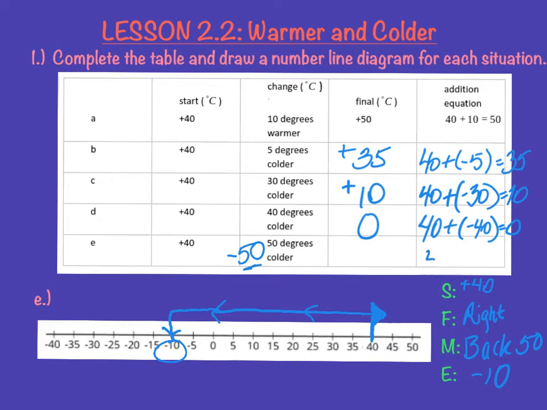So I've got 40 plus negative 50 equals negative 10. Answer here, negative 10.